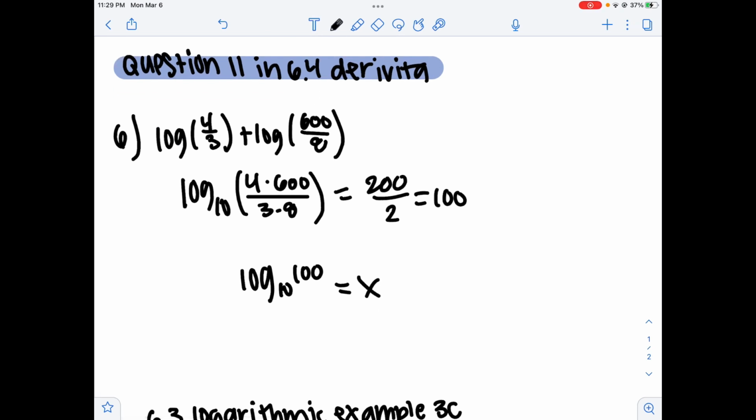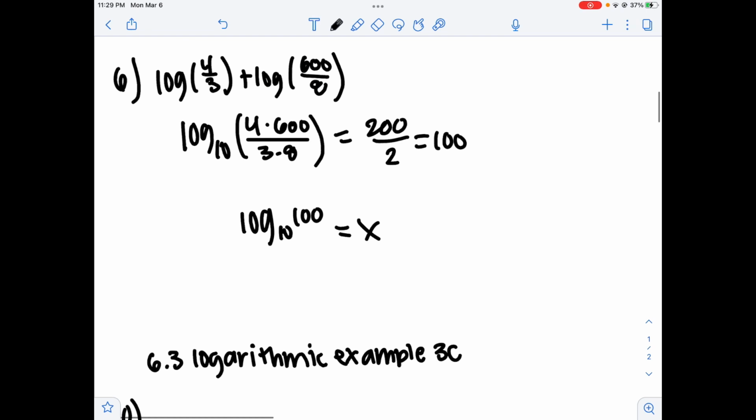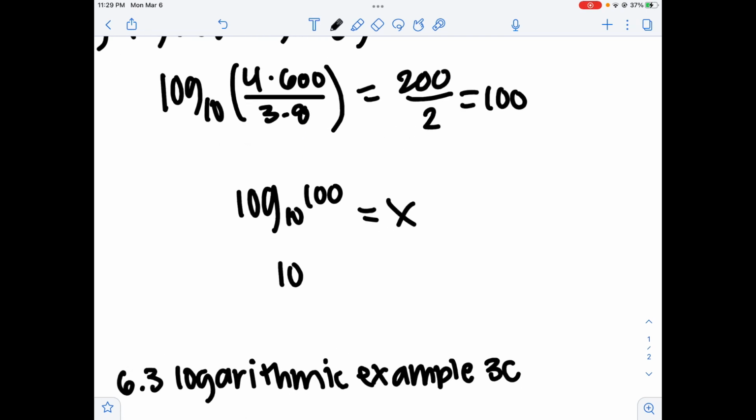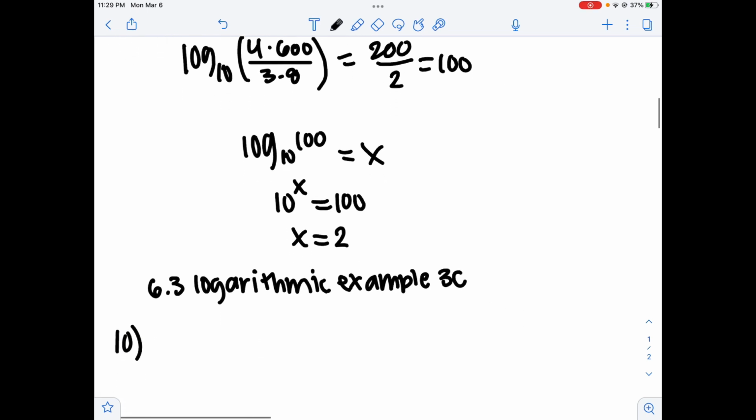So now we just have to flip them. So we know that 10 to the power of x is equal to 100. So now we have to think what power of 10 is equal to 100. And we know that that is 2. So x is equal to 2. And a problem that is similar to this is the 6.3 logarithmic example 3c.